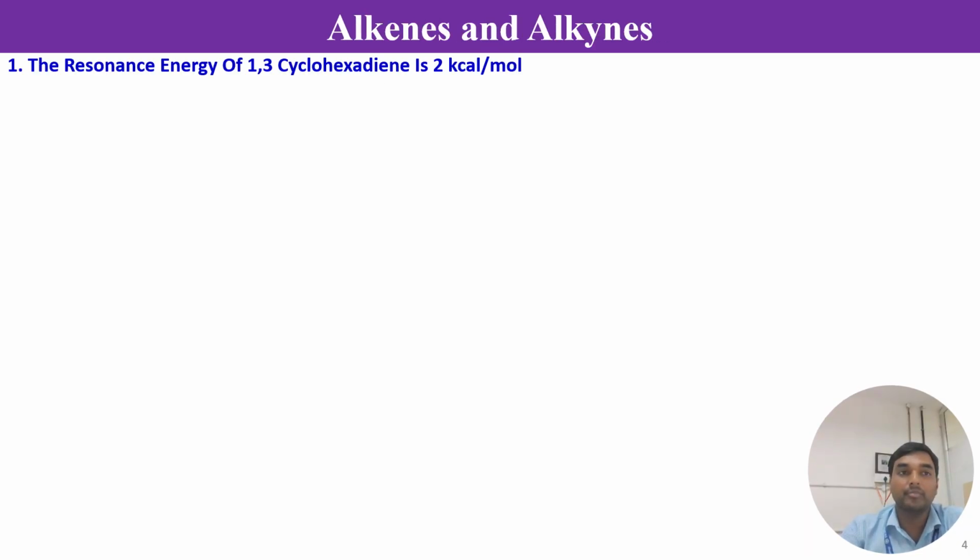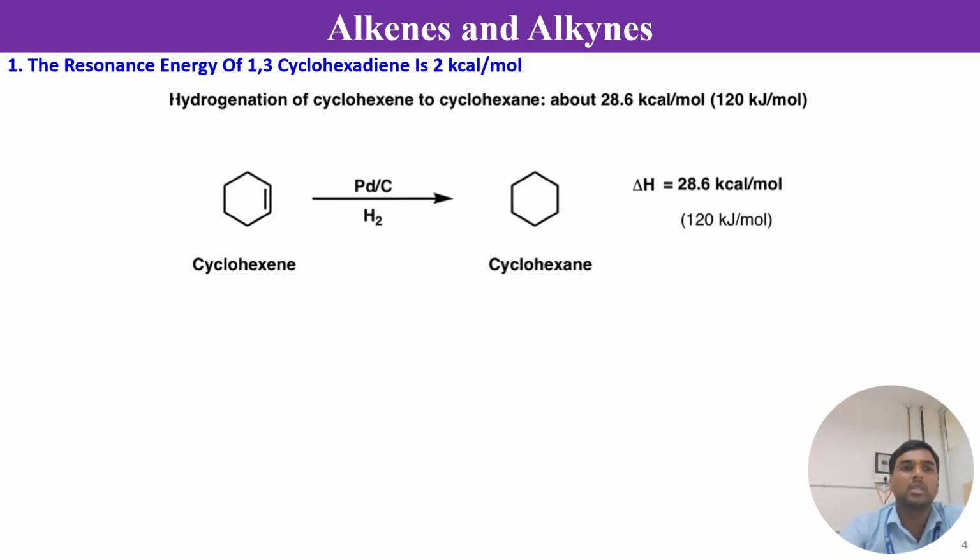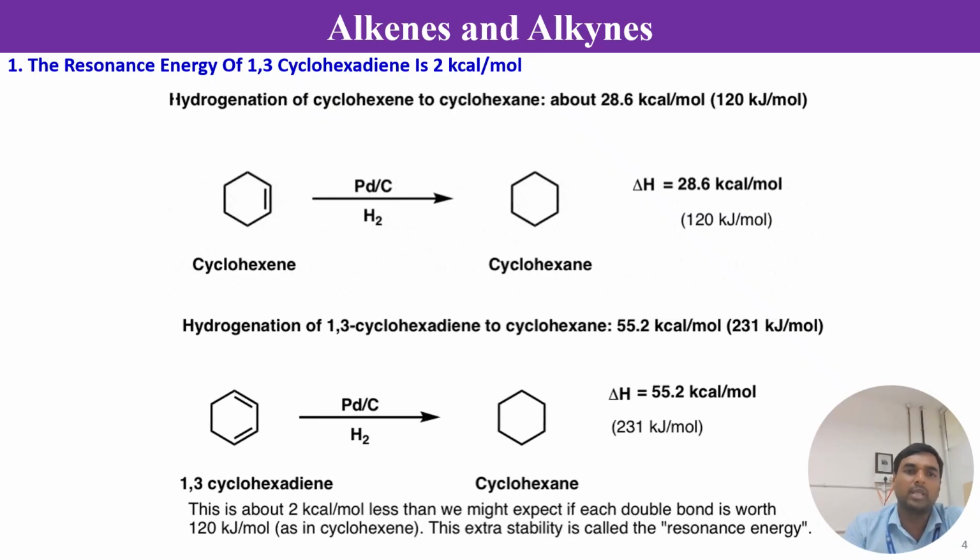to us. So let us consider the resonance energy of 1,3-cyclohexadiene. With one double bond, if you do the hydrogenation, you will get cyclohexane, and that hydrogenation energy is 28.6 kilocalorie per mole. When you have two double bonds, the energy is close to double, but still 2 kilocalorie per mole less, because 28.6 into 2 is 57.2. So that's why it is said the resonance energy is 2.